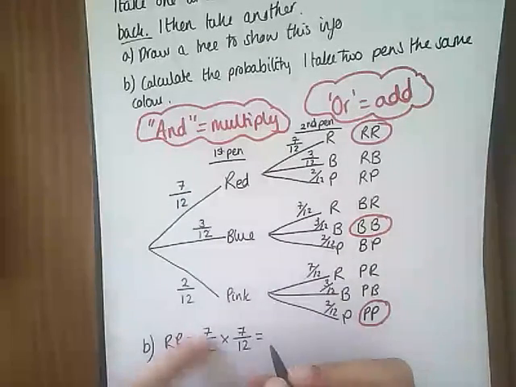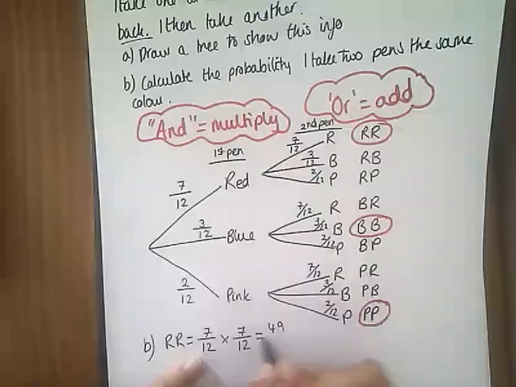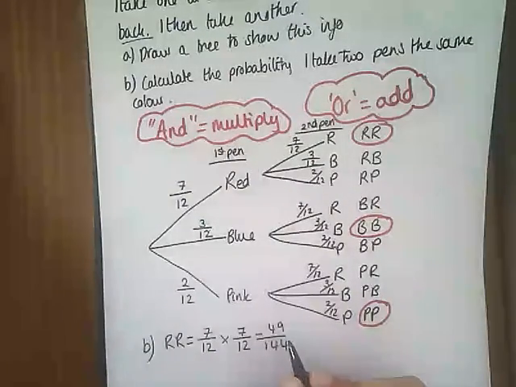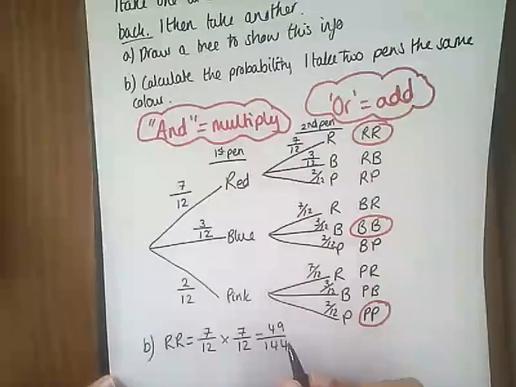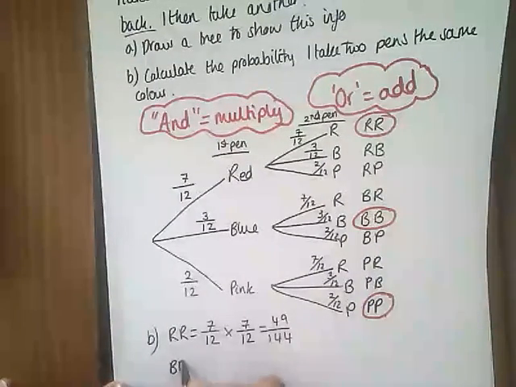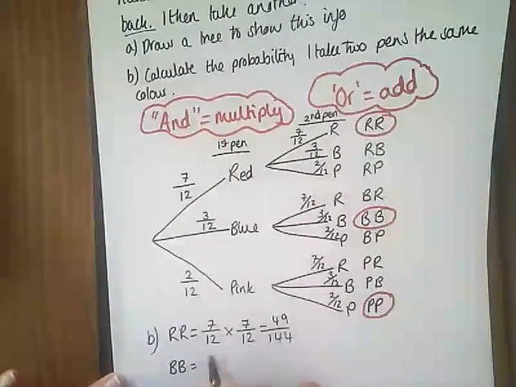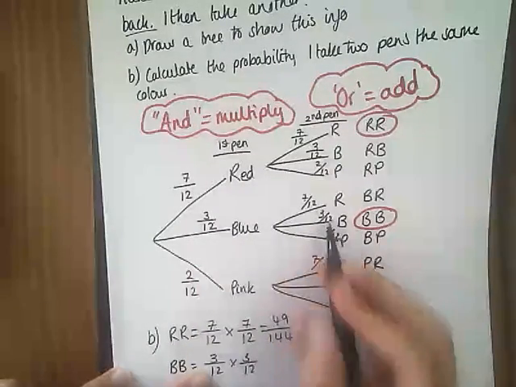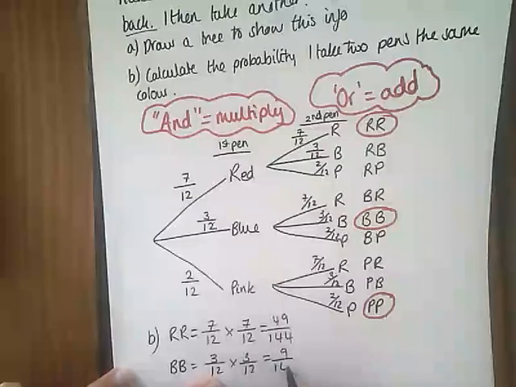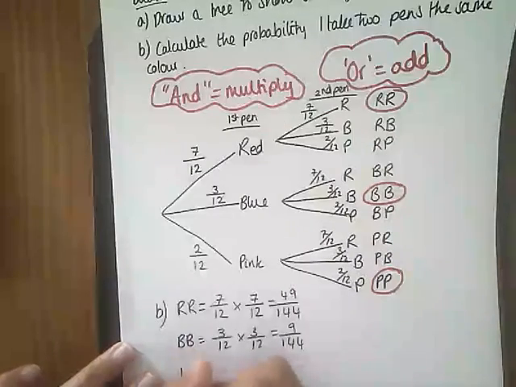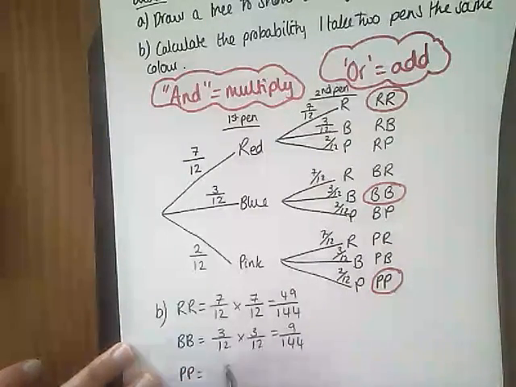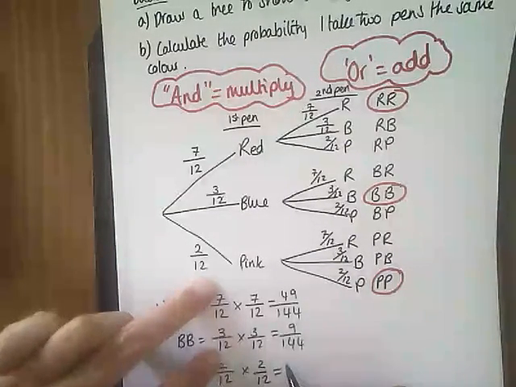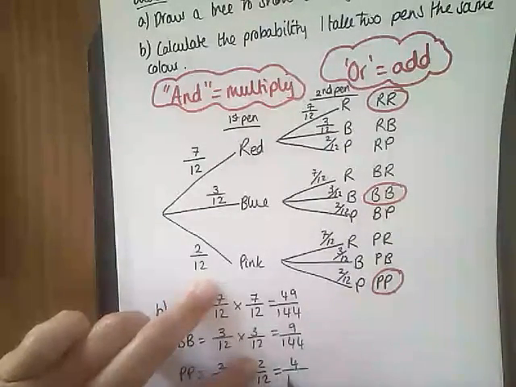Okay, don't forget timesing fractions is easy. You times the top, times the bottom. So that is the probability of taking 2 reds, a red and a red. Then we've got to do the same with the blue. So the probability of taking a blue and a blue is 3/12 times 3/12, a blue and another blue. So that's 9 out of 144. And the probability of taking 2 pinks is going to be 2/12 times 2/12, a pink and a pink. So a pink times by a pink is 4 over 144.